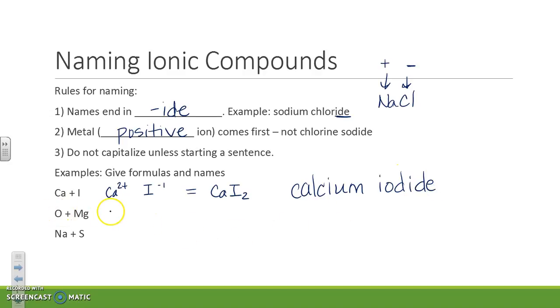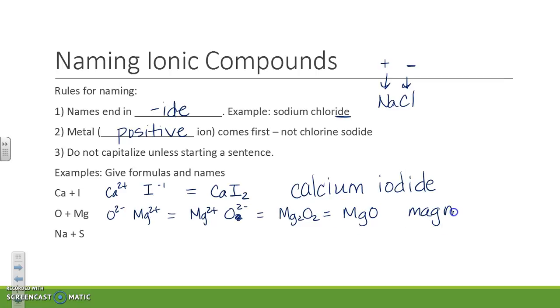Oxygen has a -2 charge and magnesium has a +2 charge. But you said the positives have to come first. That's right, so rewrite it with the positive first. Why? So you don't forget, because yes, you will forget. Cross those down, we end up with Mg2O2 that simplifies into MgO, and it would be magnesium oxide.